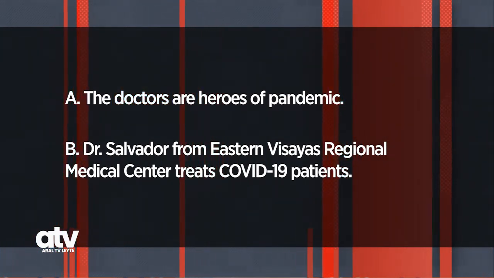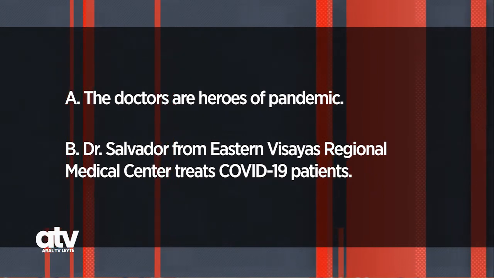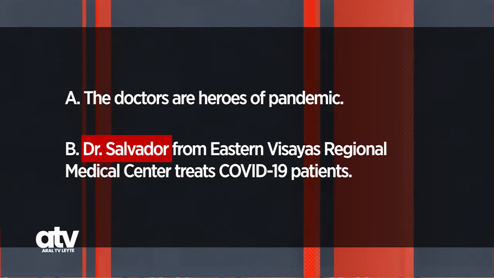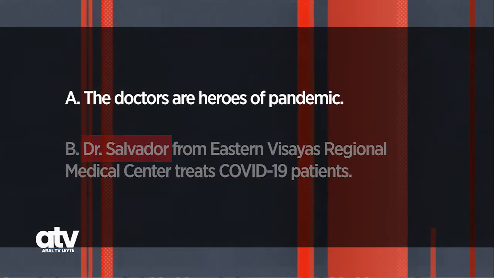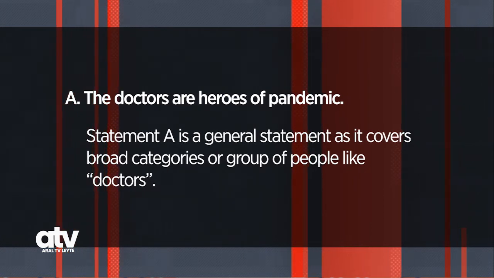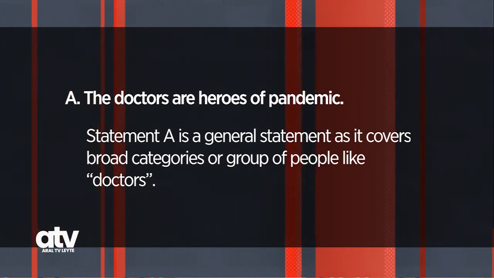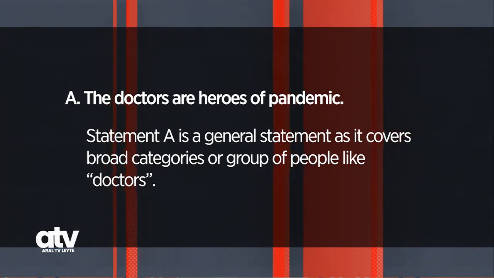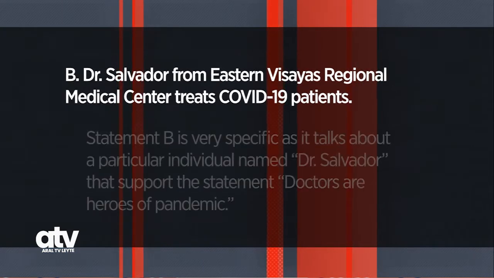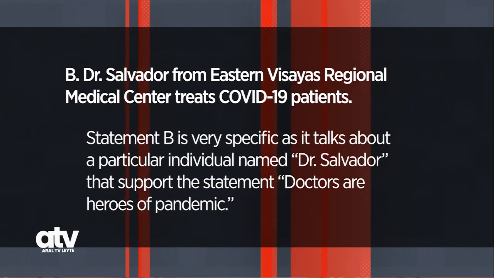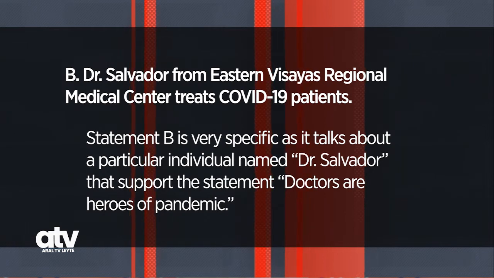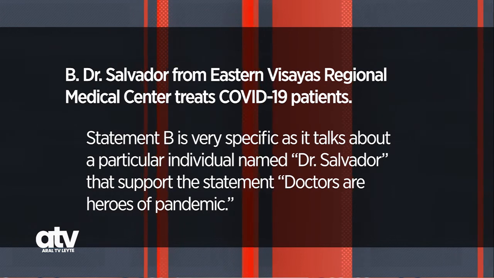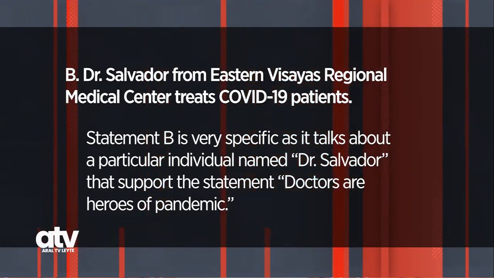Which sentence presents a general statement? A is a general statement as it covers broad categories or group of people like doctors. Statement B is very specific as it talks about a particular individual named Dr. Salvador that supports the statement. Doctors are heroes of pandemic.